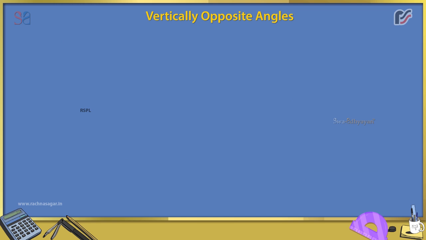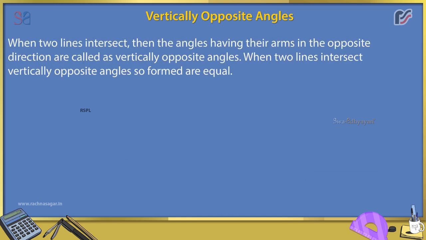Vertically opposite angles. When two lines intersect, then the angles having their arms in the opposite direction are called vertically opposite angles. When two lines intersect, vertically opposite angles so formed are equal.